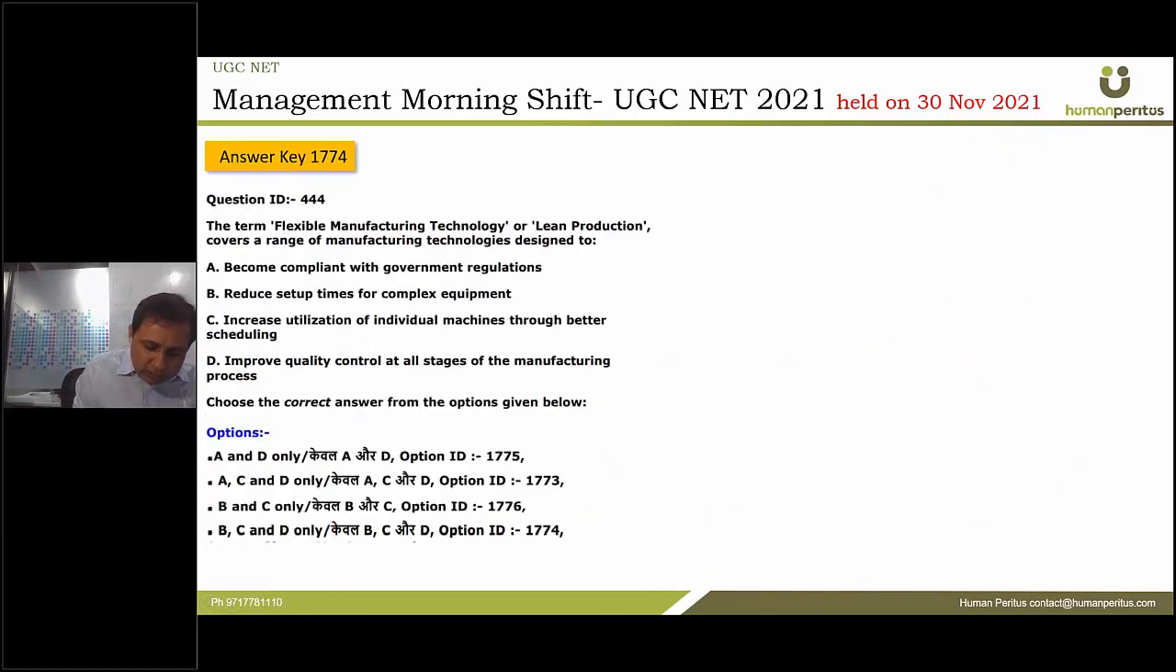The term flexible manufacturing technology or lean production का क्या मतलब? Again, lean production is a very broad concept in topic of quality management. इसमें काफी चीजें आते हैं जैसे कि TPM, quick setup, Kanban, quality at source, cellular layout, smaller lots, flexible resources. आप इसमें से देख सकते हो.